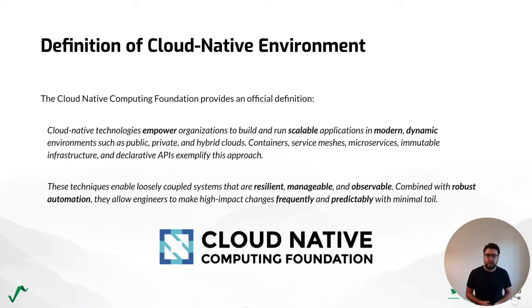And these applications are running in modern dynamic environments, in public cloud, private cloud, even hybrid cloud is becoming a trend these days. However, for me personally, the key aspects of cloud native ecosystem are containers, service mesh, which helps with inter-service communication, especially with a large number of loosely coupled microservices, and immutable infrastructure together with declarative API or declarative configuration as code, which helps a lot when it comes to automation of some processes.